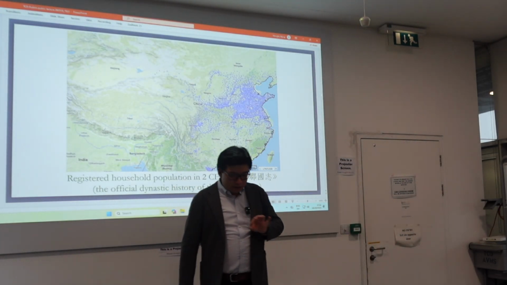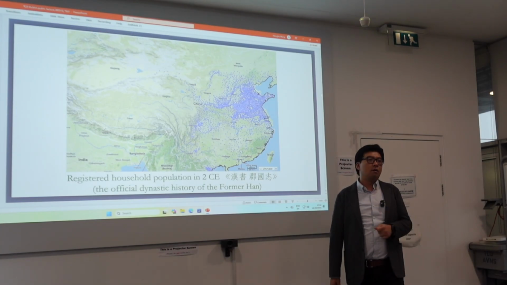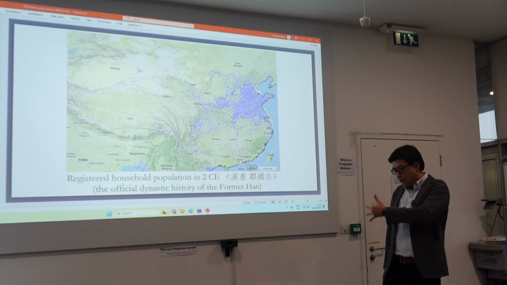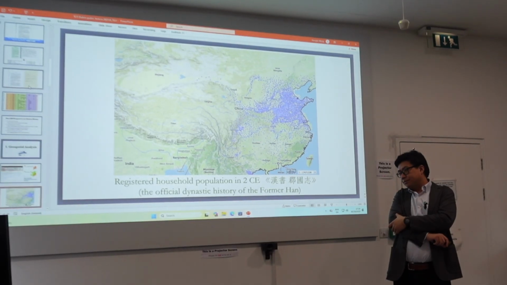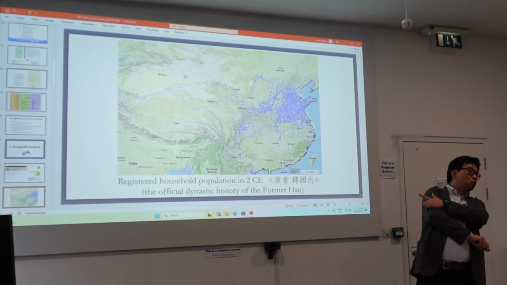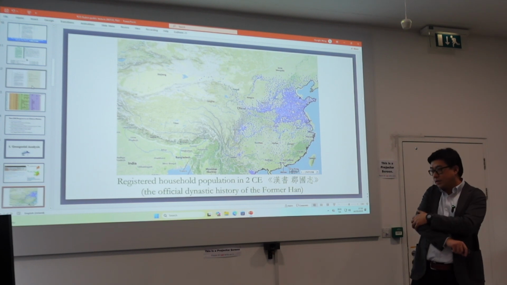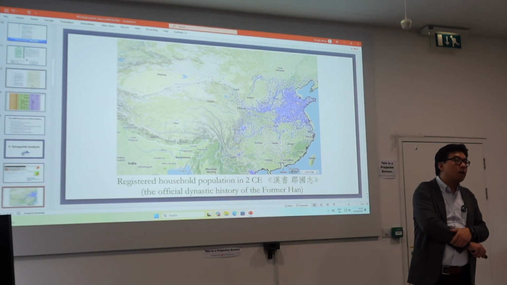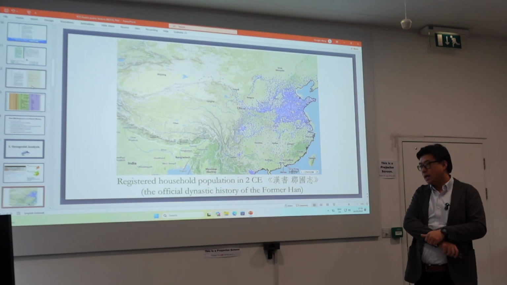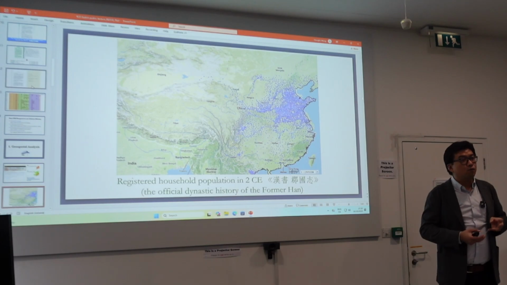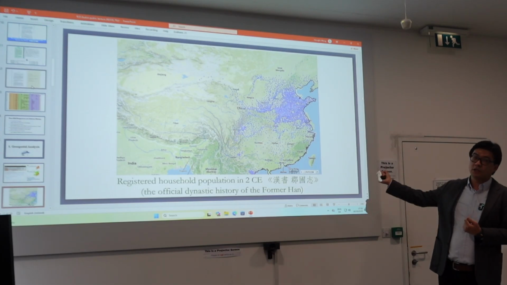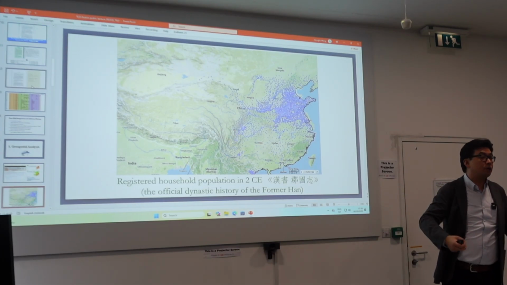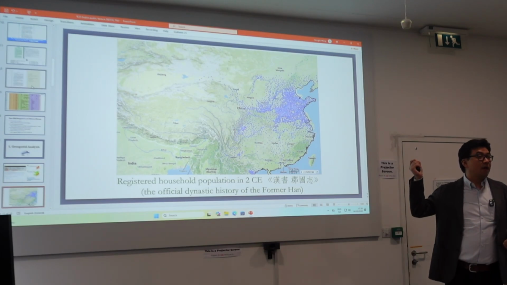So just to give you some geographical visualizations of the registered households over 1,000 years, right? Snapshots. So this is the Hanshu, in 2 CE, from the official history of the Former Han dynasty. The blue dots represent the registered household locations. Basically, you could see these as where the Han Dynasty had established administrative control, where they could be trying to tax the people, where they gathered information about the households.